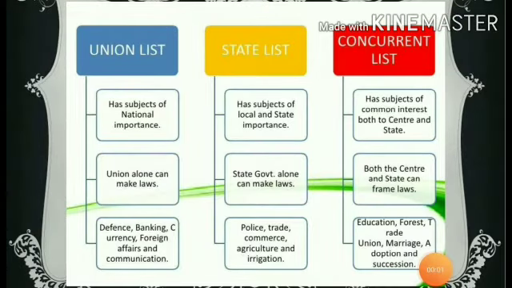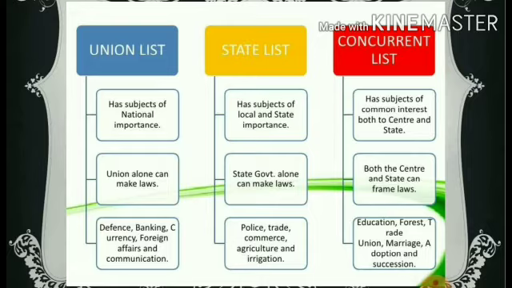Now here we see the three lists: union list, state list and concurrent list. Under the union list are all subjects of national importance, and the union alone can make laws. For the subjects under the union list, the union government can make laws, for example defense, banking, currency, foreign affairs and communication. In the state list are the subjects of local interest and state importance, and the state government alone can make laws, for example police, trade, commerce, agriculture and irrigation.